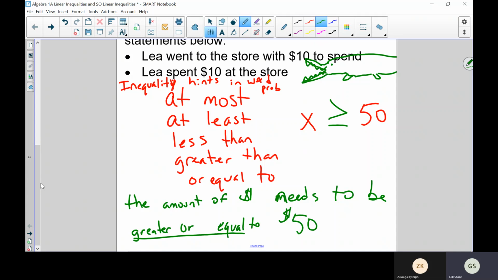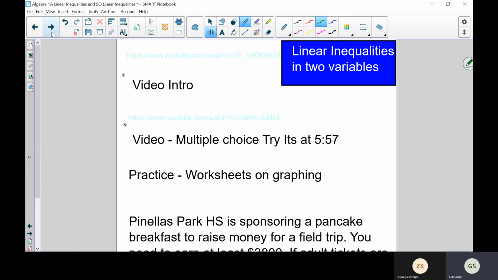So if you can say it in words, if you can figure out how to say it using greater than, less than, equal to, all that, that'll tell you what symbol you need. The amount of money she makes or she earns needs to be greater than or equal to 50.